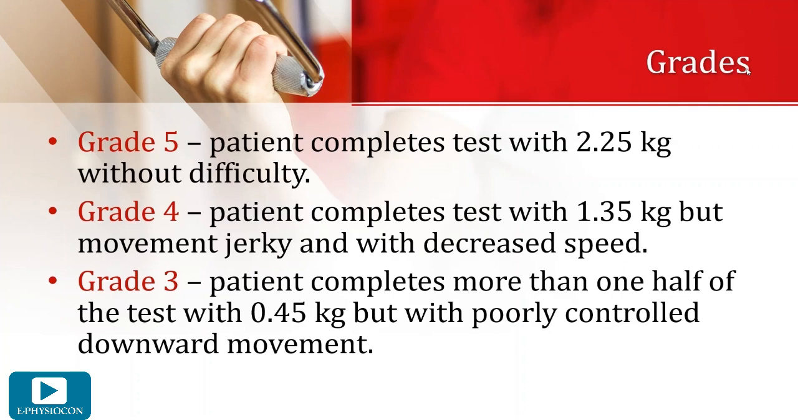The gradings are also the same. In grade 5, the patient completes the test with 2.25 kg without difficulty. In grade 4, the patient completes the test with 1.35 kg but the movement is jerky and with decreased speed. In grade 3, the patient completes more than one half of the test with 0.45 kg with poorly controlled and downward movement.